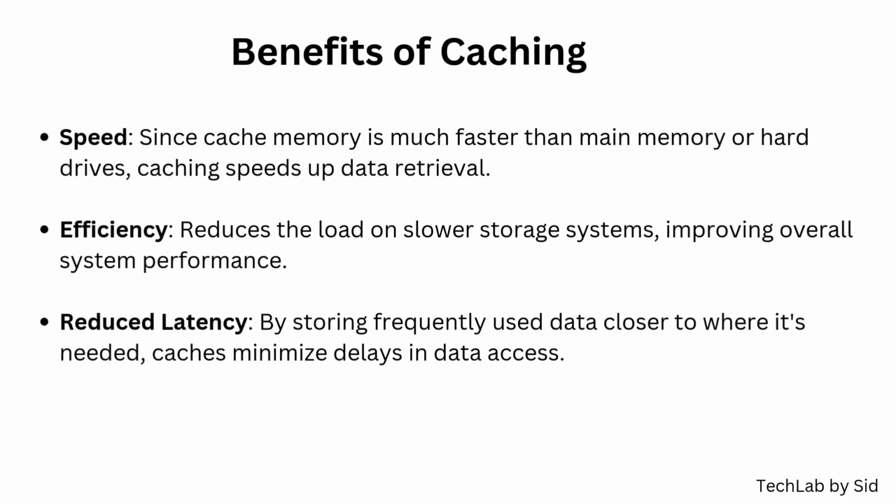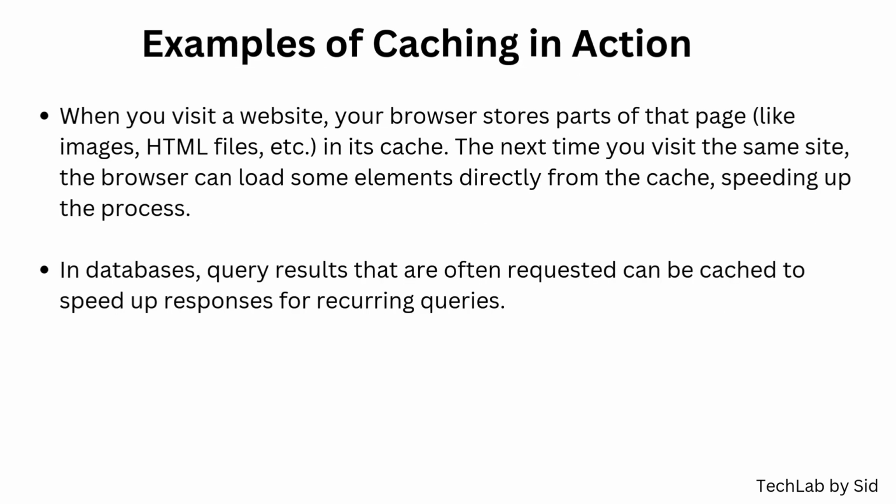Benefits of caching. Speed. Since cache memory is much faster than main memory or hard drives, caching speeds up data retrieval. Efficiency. It reduces the load on slower storage systems, improving overall system performance. Reduced latency. By storing frequently used data closer to where it's needed, caches minimize delays in data access. Examples of caching in action.